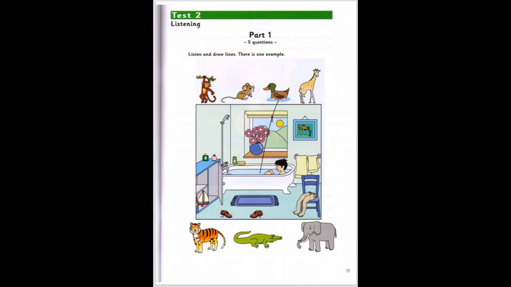4. Look at the tiger. Can you put it under the chair? Sorry? Please put the tiger under the chair. Okay.